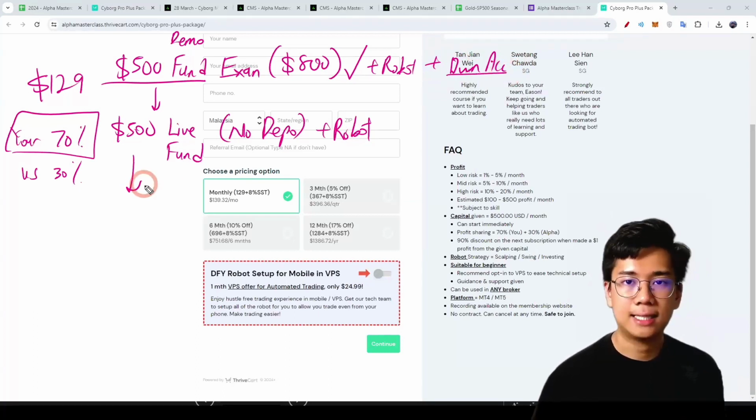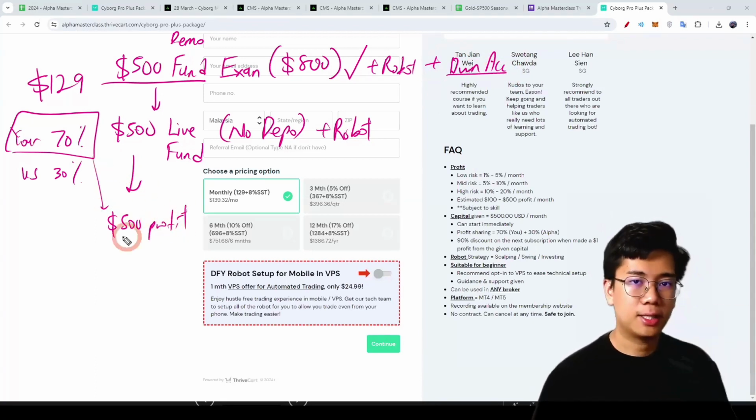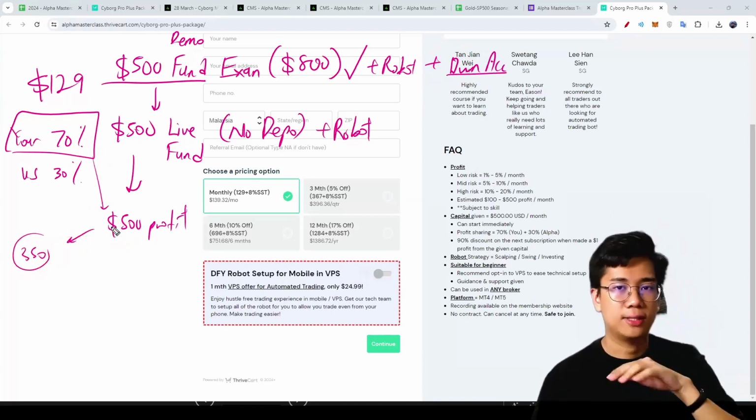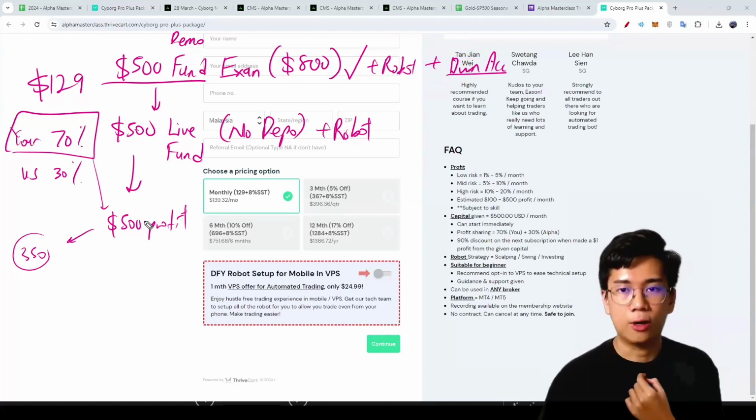And after this, let's say that you make a $500 profit. 70% of $500 is how much? It's $350. Now you will get $350 as your net profit, and the rest is for us to cover the operation cost.